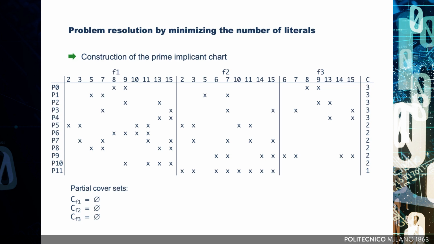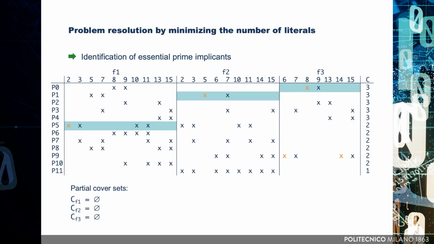Let's now go through the same example a second time, but this time using the number of literals as the cost function. In the construction of the initial table, only the last column, which contains the costs, has changed compared to the previous execution. Let's now apply the essentiality and dominance criteria. The selection of essential prime implicants does not depend on the cost, so it is exactly the same as in the previous case. We select P5 for F1, P1 for F2, P0, and P9 for F3.